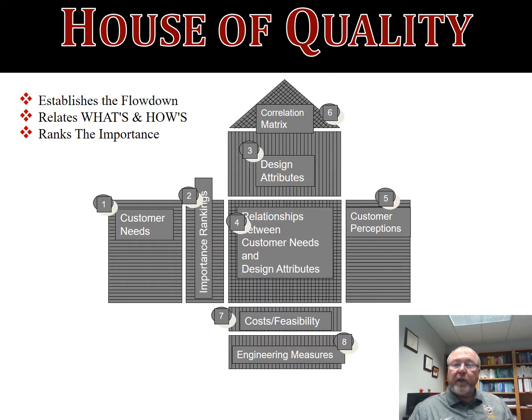So fill in the relationships. Other things that would be useful to know: the correlation matrix, which you see up at the top center of this graph, is often called the roof of the house of quality. That is intended to display to you the relationships among the design attributes themselves.